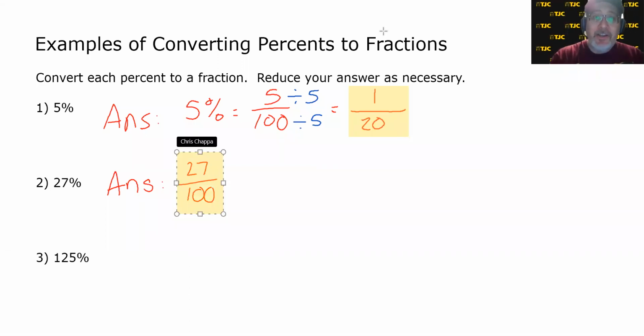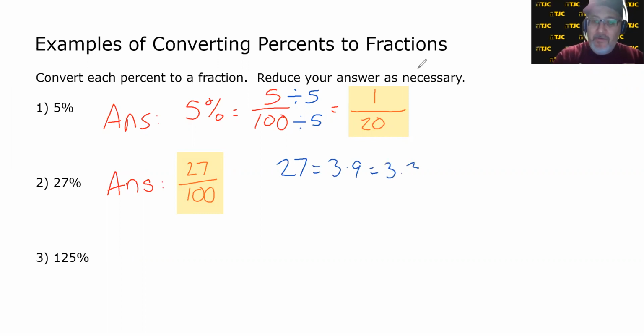Well, there's a way to tell if a number is reducible or not, but it requires a little bit of legwork. The way to tell if a number is reducible is to have its prime factorization, which means to break it down as far as you can as a multiplication problem. For example, 27 is 3 times 9, but that 9 is 3 times 3. So 27 is just made up of a bunch of 3s.